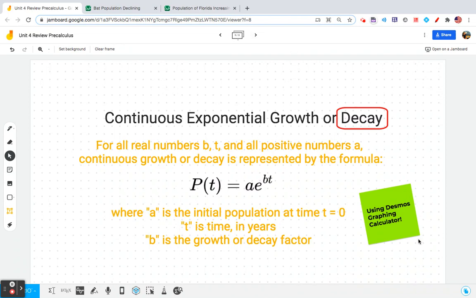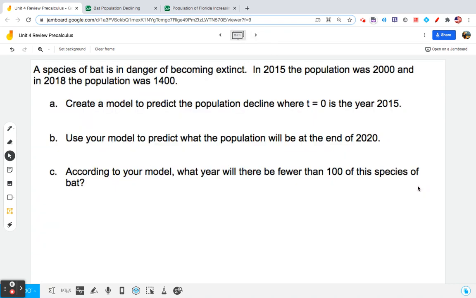We're going to be using a Desmos graphing calculator, and I'm going to show you how I use it graphically to understand what's going on, and also even algebraically, you can use this graphing calculator to make sense of these problems. So here's the context. This is about a population of bats, and this population of bats is becoming extinct. It says in 2015, the population was 2,000 bats, and in 2018, the population was 1,400.